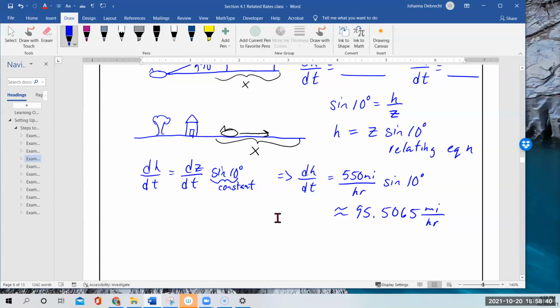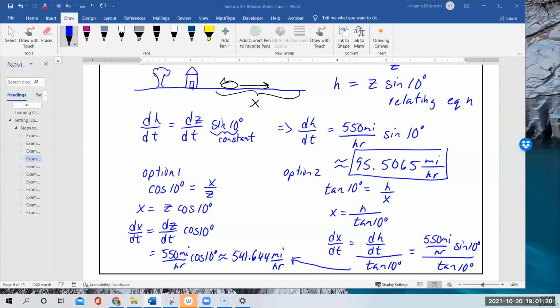Let's write the two relating equations down now. Pause the video, write the relating equations, take the derivatives, and solve the problem. Then turn the video back on to see if your answer matches mine. Let's take a look at what you get for option 1 and option 2.